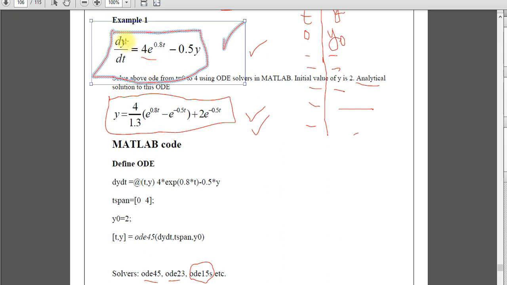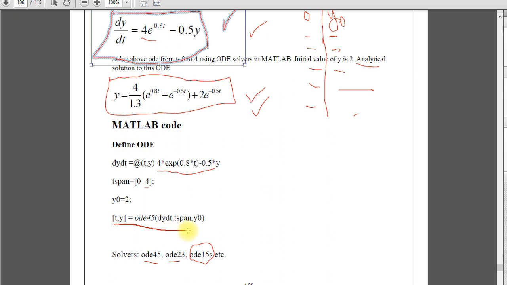Now this is the differential equation. You need to write it like this: dy dt at, as a function of t comma y, and this is the equation. The time span is the interval from where to where you want to solve. So t equals 0, it will start from 0 and go up to 4, depending on the unit. This is one line, and the second line is this, and that's it. So t comma y will be the output. It will give, at t starting from 0, its own time intervals, and it will give you y starting from y 0. In this case y 0 is 2.